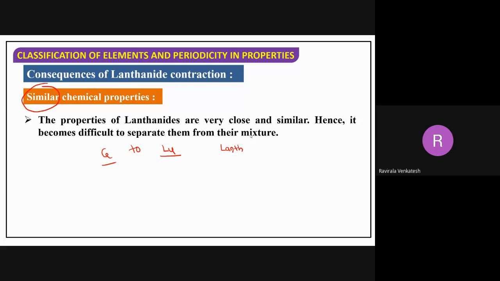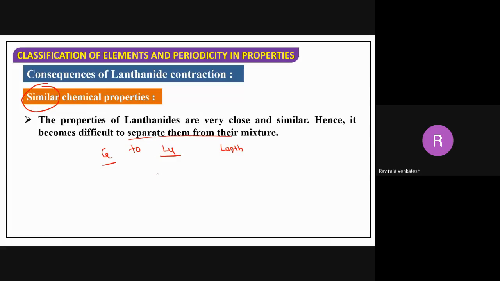What happened? Because of lanthanoid contraction, the atomic size is not increasing, and it is not decreasing very much either. Almost all are getting small. In that case, the properties are also close. When they have similar, close properties, separating the elements becomes very, very difficult.